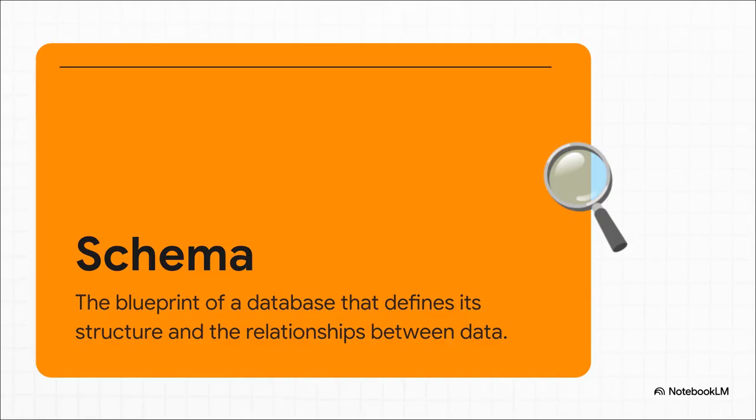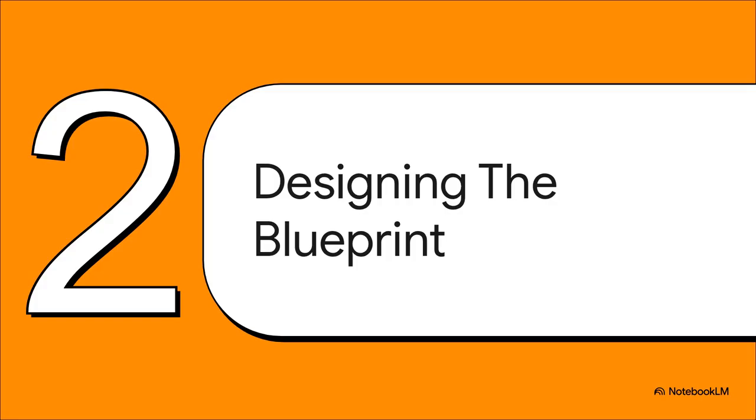So before you can build anything, a house, a piece of furniture, whatever, you need a plan, right? Well, in the database world, that plan is called a schema. It is the architectural blueprint that lays out exactly how your data is going to be organized and how all the different pieces of information relate to each other.